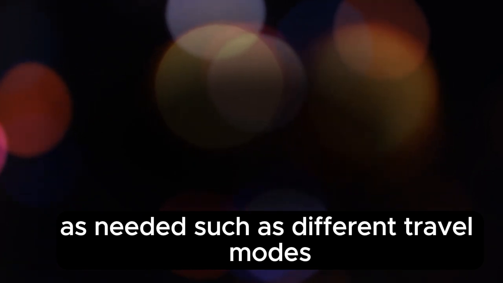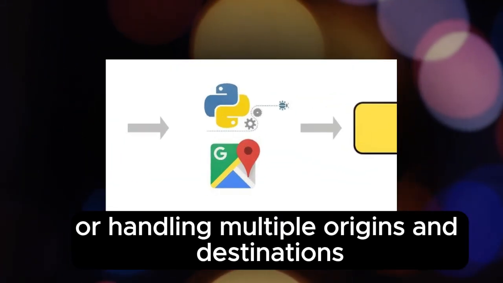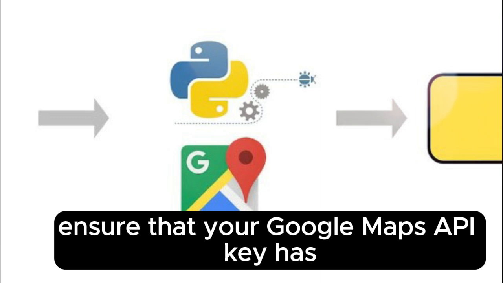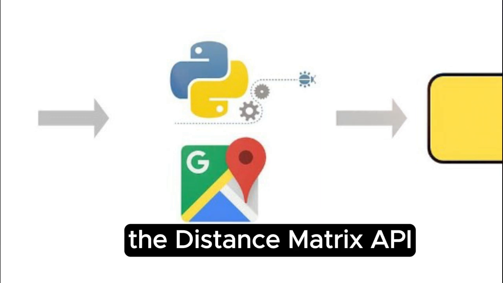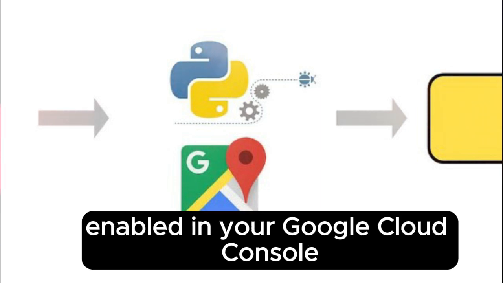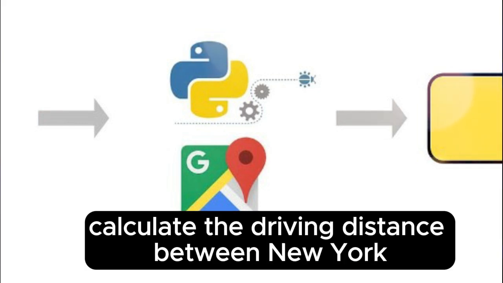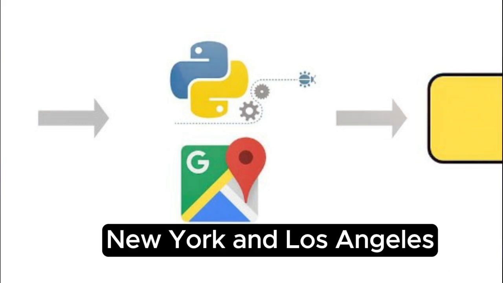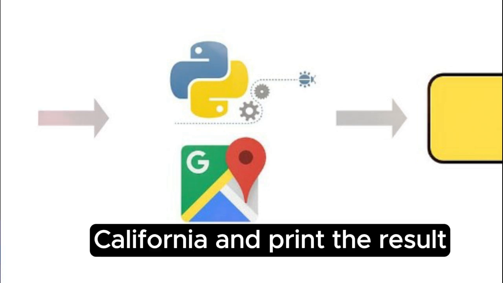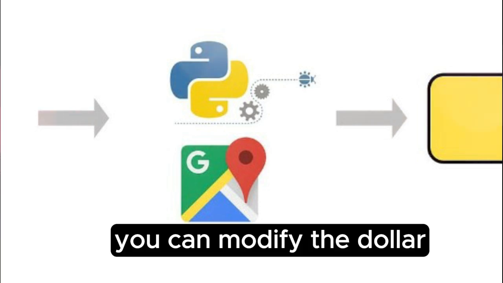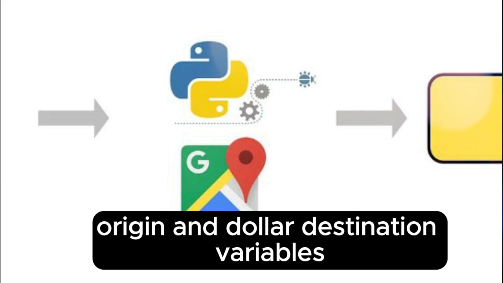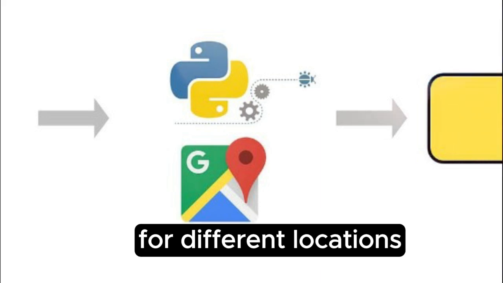The API response includes a lot of details. You can customize the script to extract more information as needed, such as different travel modes or handling multiple origins and destinations. Ensure that your Google Maps API key has the Distance Matrix API enabled in your Google Cloud Console. This PHP script will calculate the driving distance between New York and Los Angeles, California, and print the result. You can modify the $origin and $destination variables for different locations.